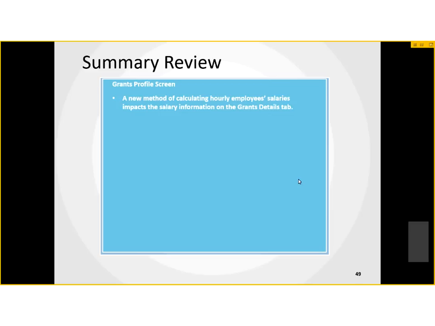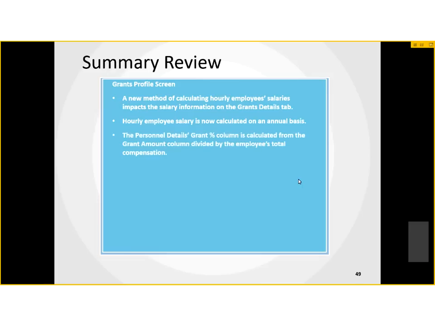The grants profile screen has the new method for calculating the hourly employees, again, also detailed in your release notes. If you haven't noticed, I suggest you print the release notes, or at the very least you know where they are online so you can go and check them out. Hourly, that information is calculated on an annual basis now, but do keep in mind the number of hours in a fiscal year will vary, okay?